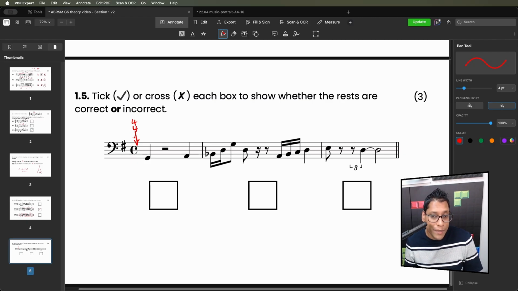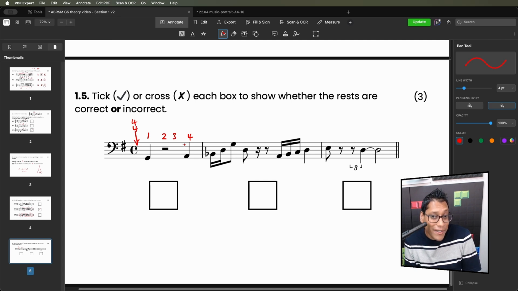So we have a 4/4 time signature, and then we have 3 bars of music. But we need to figure out whether these rests are correct within the bars. We have beat 1. This minim rest here handles beats 2 and 3. And then we have a crotchet which handles beat 4.